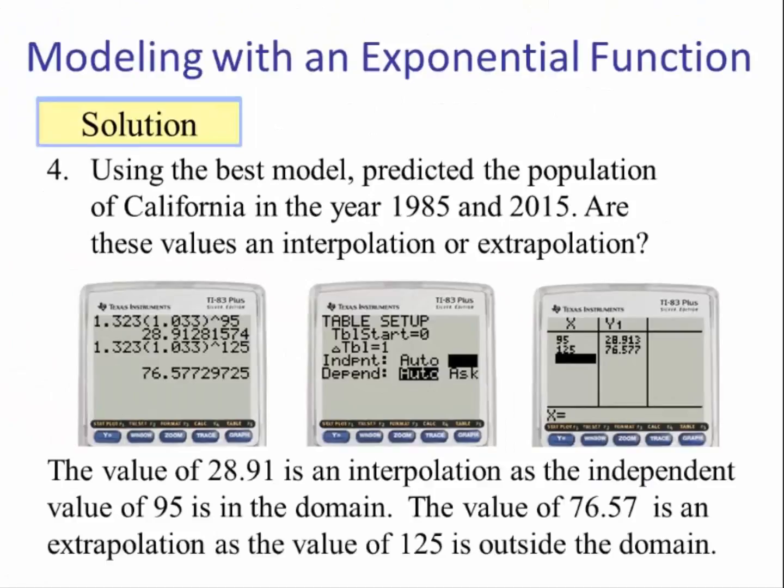The value of 28.91 is an interpolation, as the independent value of 95 is in the domain. The value of 76.57 is an extrapolation, as the value of 125 is outside the domain of the independent values.